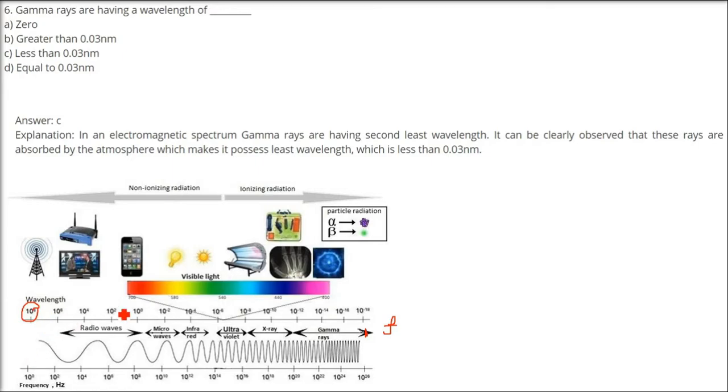If you come to the left, the wavelength is quite high, frequency is less. So whenever we talk about gamma rays, we are talking about nanometer, this place, nanometer. So this is 0.03 nanometer, it is less than, it's correct, because the question is such that less than, then this is correct.